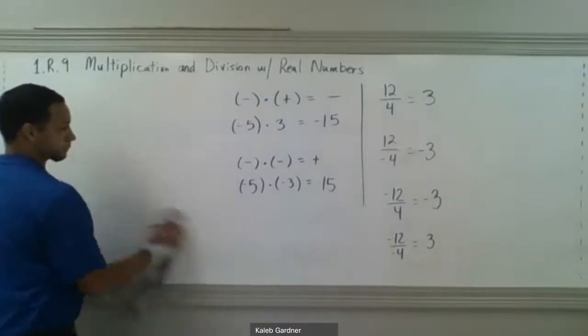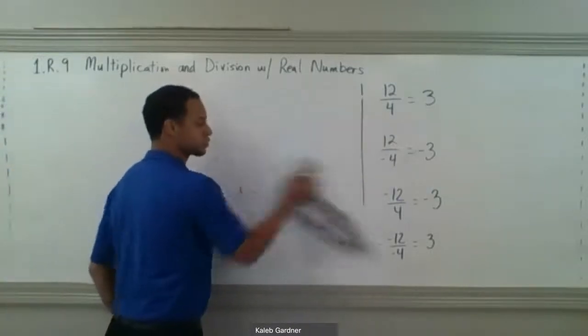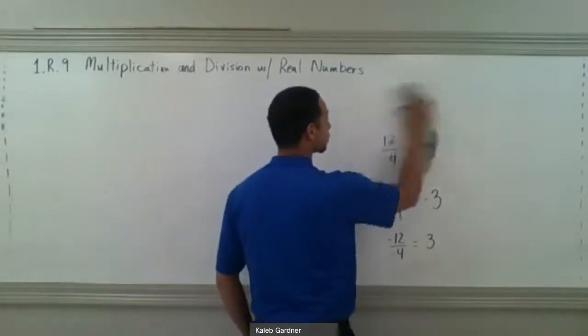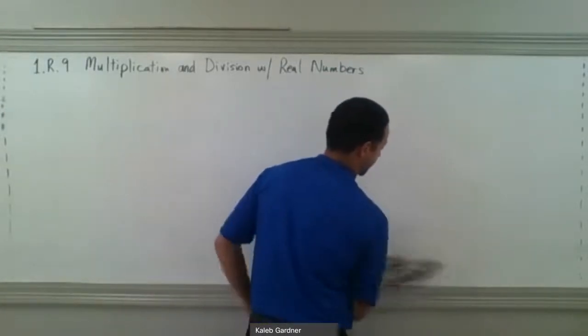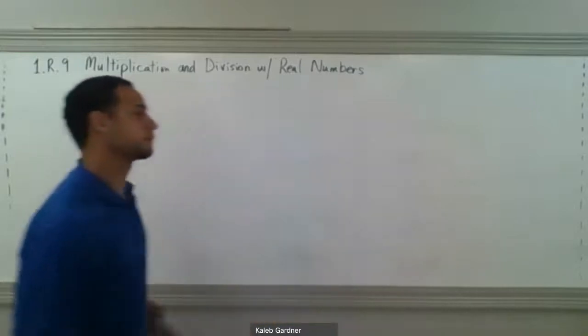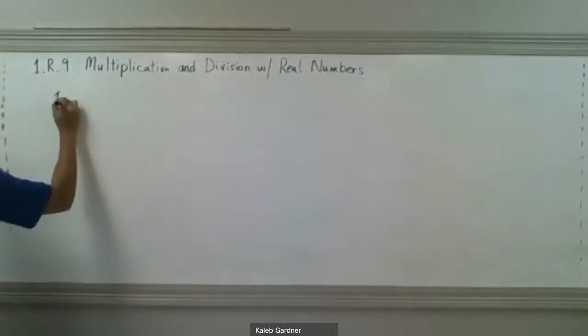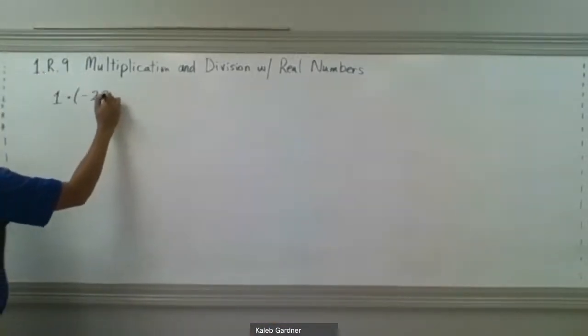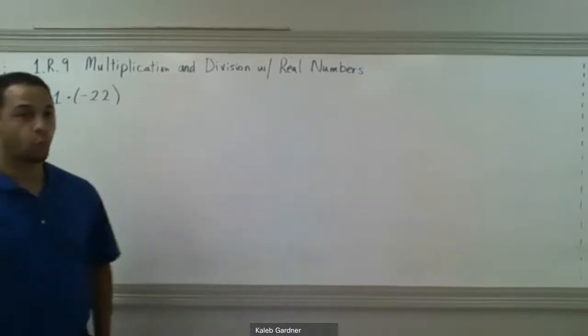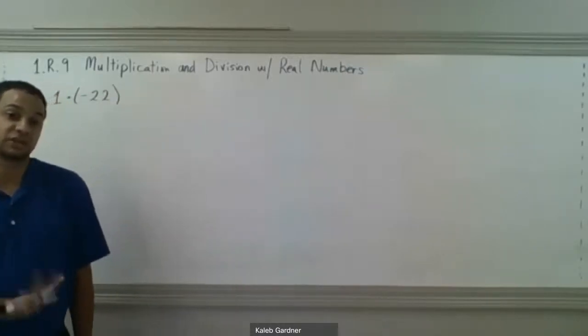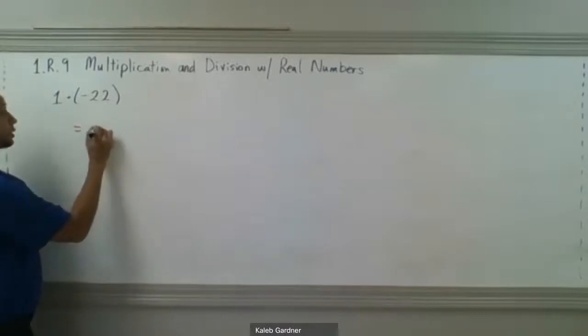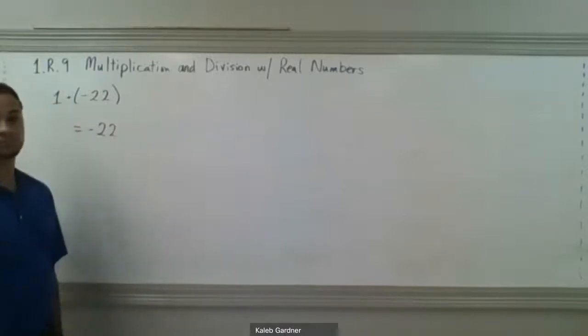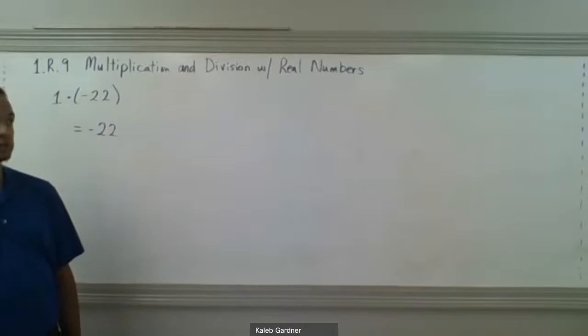All right. So now that we've discussed our rules, let's do a few examples. How about 1 times negative 22? 1 times anything is that thing. So the answer is just negative 22. That's it. Next example.